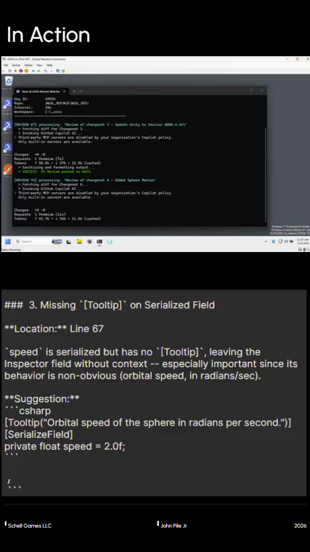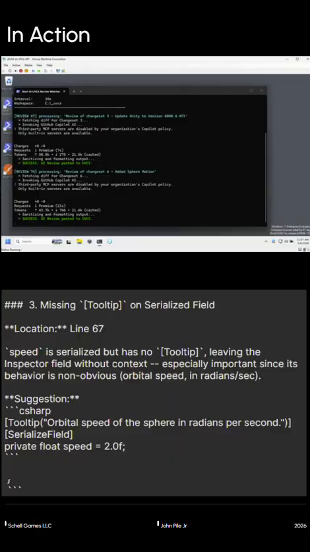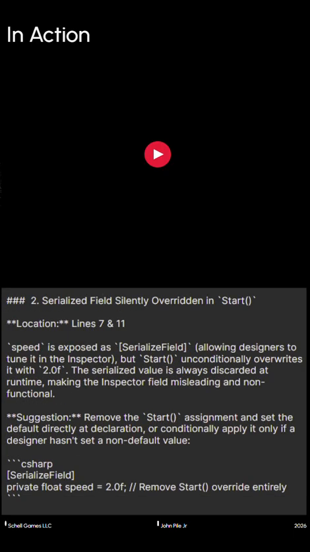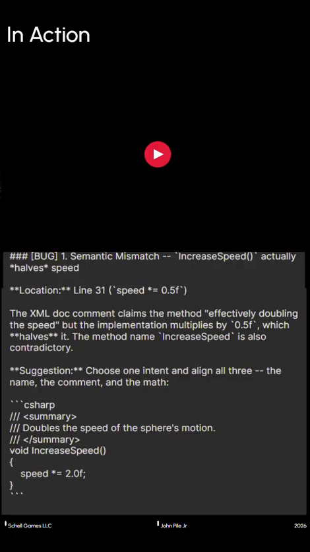In this case, the serialized speed was missing a tooltip and suggested appropriate text to be used for that tooltip. The agent identified that despite being serialized, the value is being overwritten in the start function. And finally, the agent identified that although I had named the function increased speed and provided similar code comments, the math that I implemented was actually cutting the speed in half. So I called that out as I wasn't increasing speed, I was actually halving the speed.